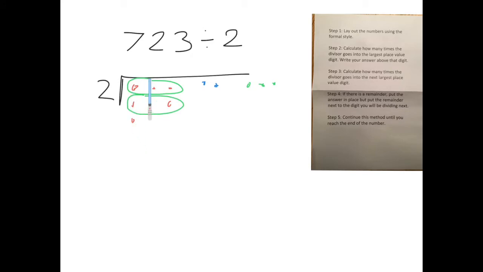So at the moment, the number above, which you've got to remember, we've got to write your answer above that digit. We've got 1, 2, 3 in that one group. So we're going to put the number 3 at the top, like that. Now the question is, what do we do with this one remainder? Well, we've got to carry that 100 over to the tens. So let's do that now.